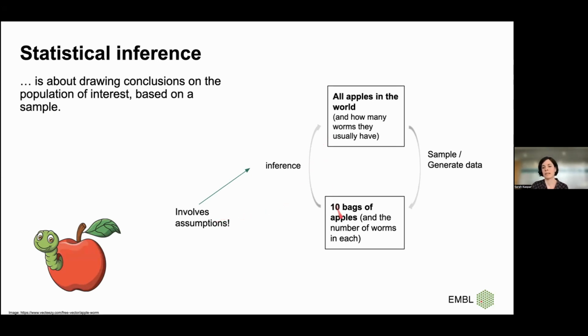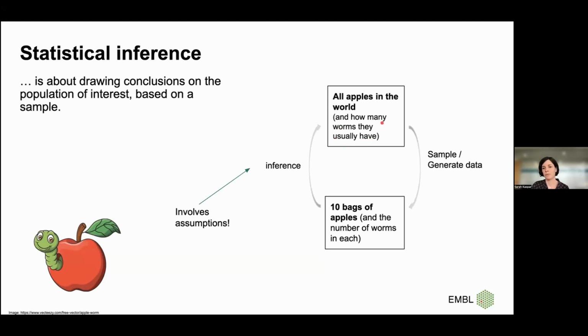So let's say if we have 10 bags of apples and we count the number of worms in each of these bags, then we could describe these bags of apples with some average number of worms in them. But maybe what we want to do is make a statement about all the apples from one brand, or even all the apples in the world, and how many worms they have in them.